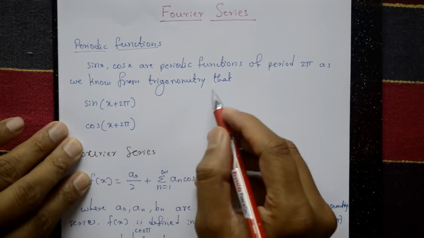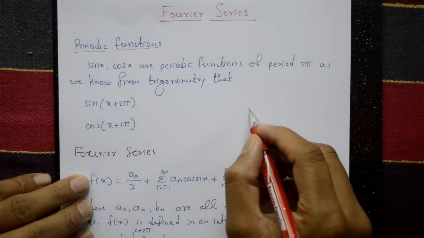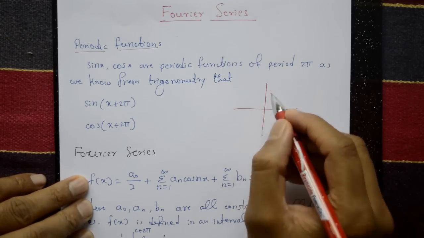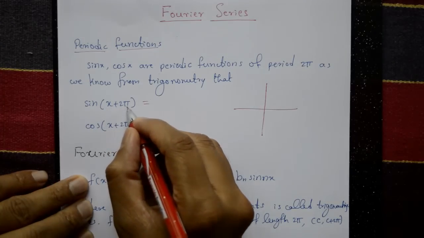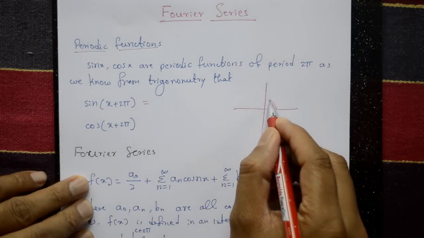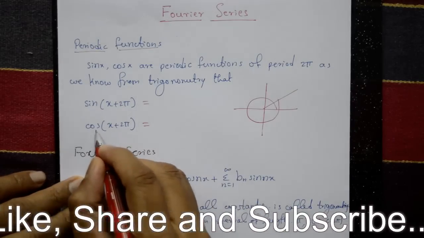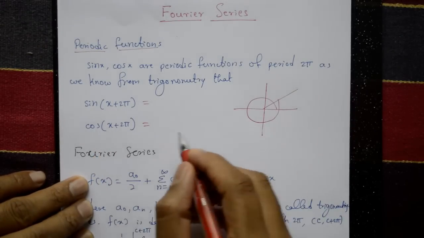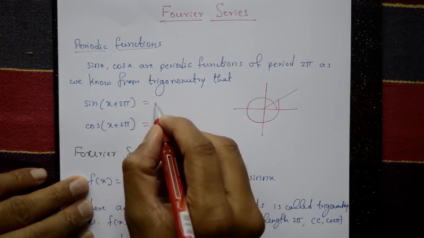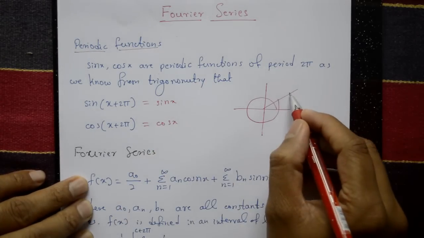As we know from trigonometrics, sin of x plus 2 pi and cos of x plus 2 pi: it is like this, first, second, third, fourth quadrant. Sin x plus 2 pi, 2 pi means 360 degree, 360 degree plus x means it is again in the first quadrant. Cos is also the same, cos x plus 2 pi, 360 degree plus x is again the first quadrant. Sin of x plus 2 pi is equal to sin x only, cos of x plus 2 pi is equal to cos x only. In the first quadrant all are positive.